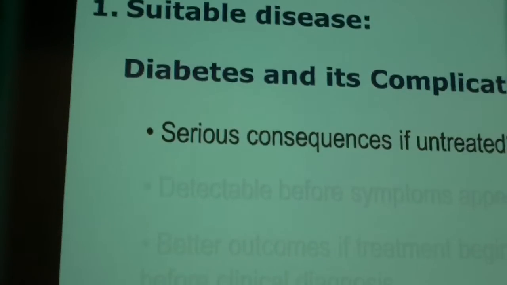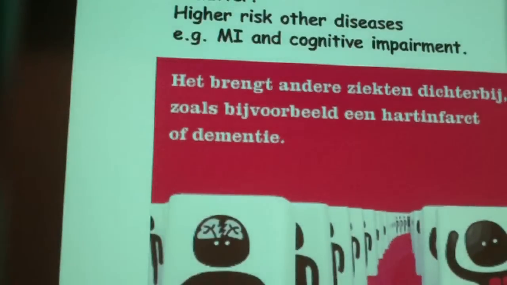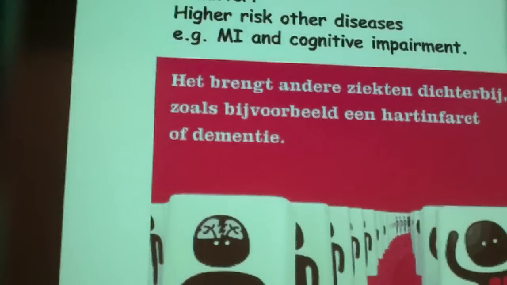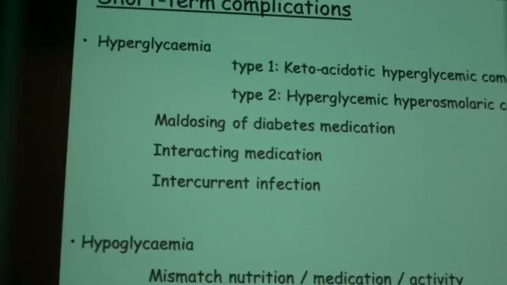So, why is screening maybe useful for diabetes? Because it has serious consequences, and we all know this. We have short-term complications and long-term complications of diabetes. And the main thing is that you have a higher risk for other diseases, like myocardial infarction or cognitive impairments.